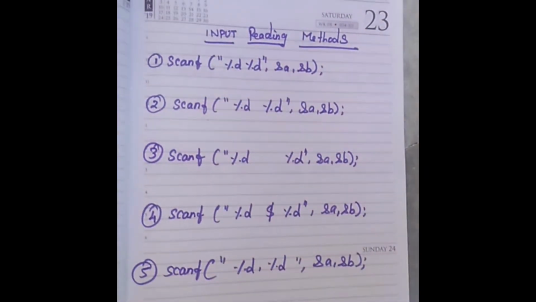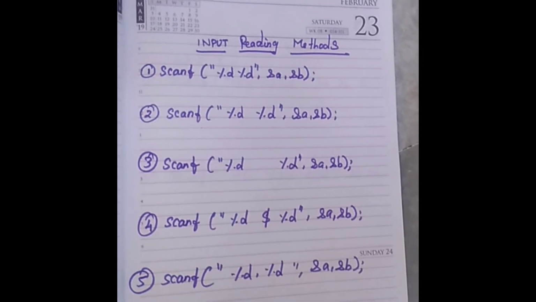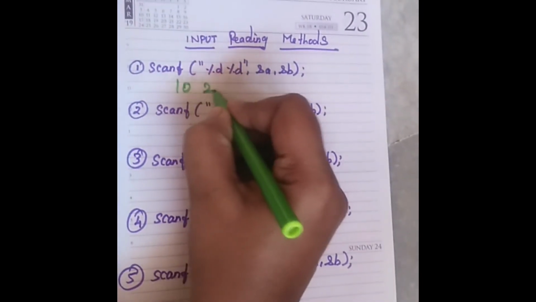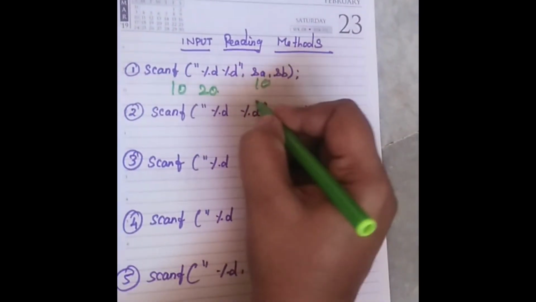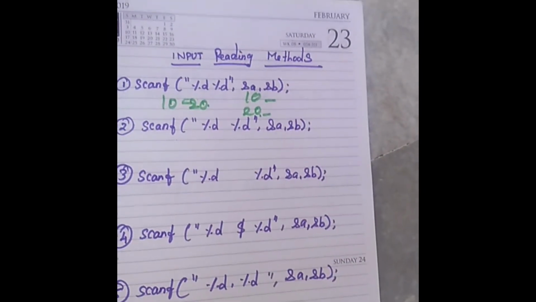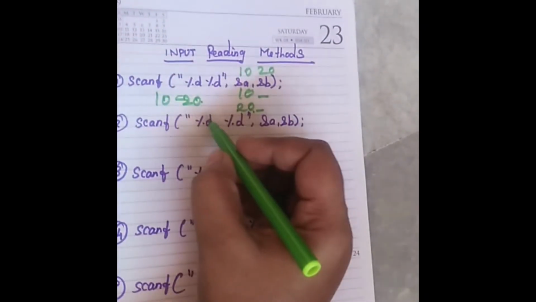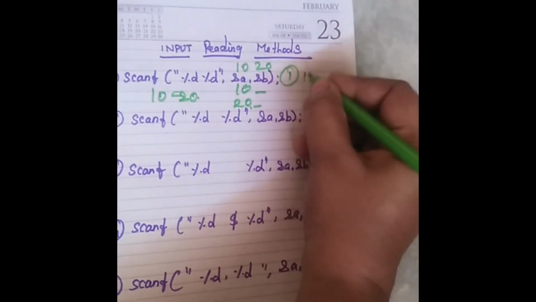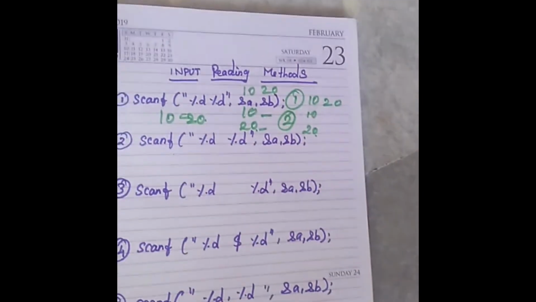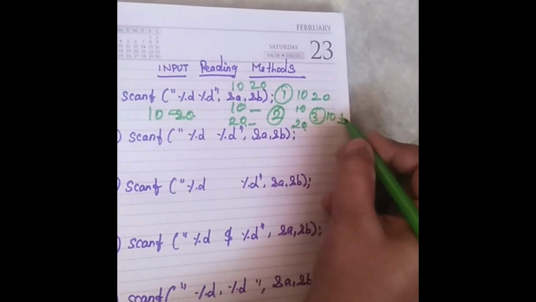Let me consider these examples. First one, scanf("%d %d", &a, &b). Just enter the values 10 space 20 or 10 enter 20. That space or enter will be considered as a separation of data, so 10 will be added to this and 20 to this. You can give it in two ways: first way is 10 space 20, or second way is 10 enter 20, or 10 tab space 20.